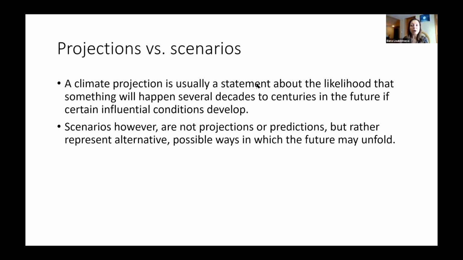So, when we think about weather forecast, right? We're thinking about what is going to happen during the next week. Those are fairly specific projections. When we talk about climate, we are talking about much broader, much more aggregated mean averages of weather conditions. And so a climate projection is usually a statement about how likely something is going to happen, how likely we are to see certain climatic conditions over time.